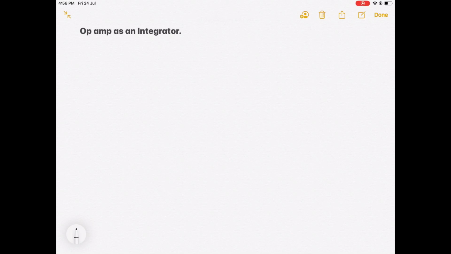Hello everyone, today we are going to learn about op-amp as an integrator. Integrator is a circuit in which the output voltage waveform is the time integral of the input voltage waveform. It is called an integrator or integrating amplifier. Integrator produces a summing action over a required time interval and the circuit is based on the general parallel inverting voltage feedback model.